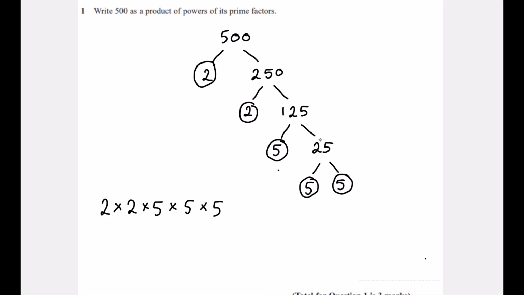If we did 5 times 5, we'd get 25, and then times that by 5 will be 125, and then times that by 2, 250, and then times that by 2 would be 500. So 500 is 2 times 2 times 5 times 5 times 5, or even 2 squared times 5 cubed.